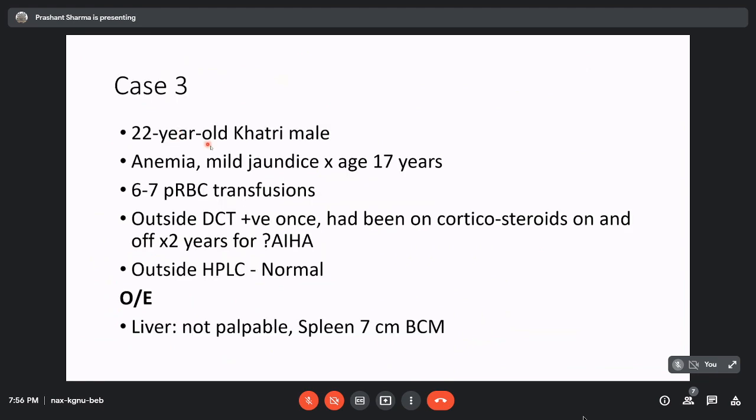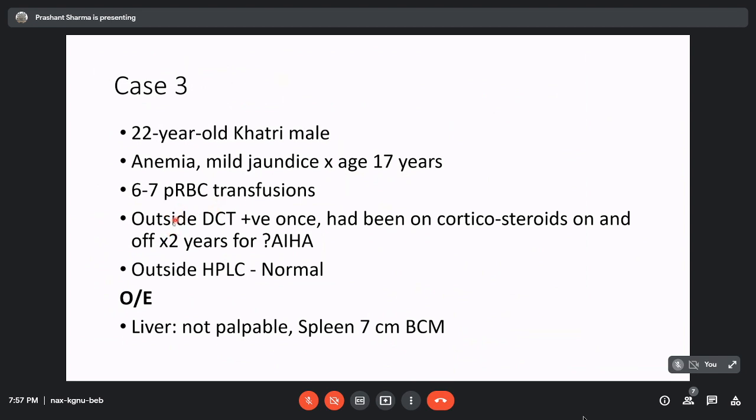This was a 22-year-old male, and remember, hemoglobinopathies are genetic disorders, so it's useful to know the ethnicity of that person. He was a Punjabi Khatri man. He's been complaining of anemia and mild jaundice for the last 4 years or so, since he turned 17. So not a very long history, but it's obviously now a chronic history. He's been symptomatic. He's required 6 to 7 packed red cell transfusions in the last 4 years.